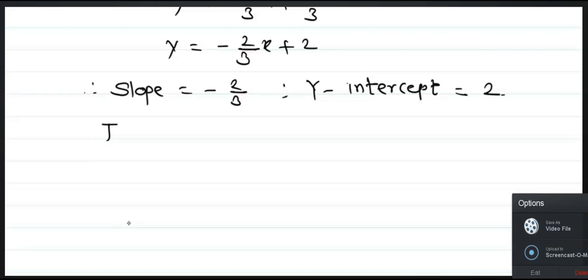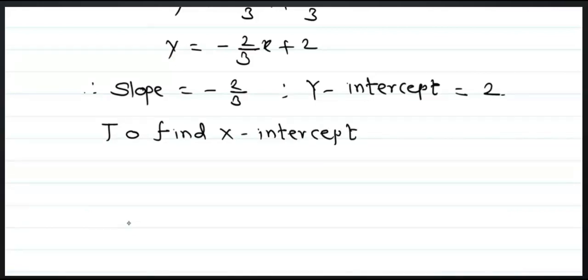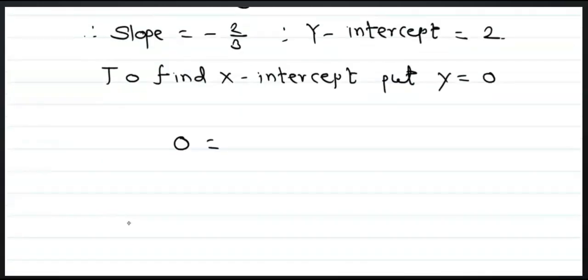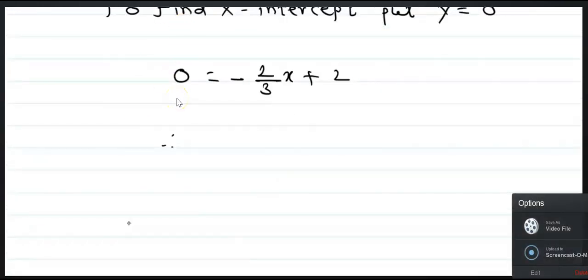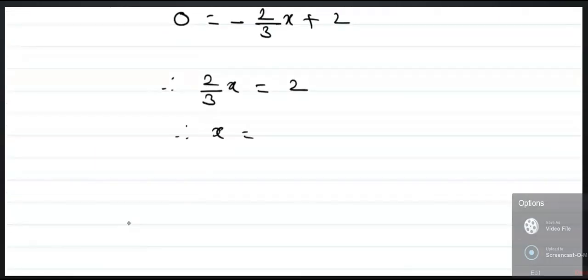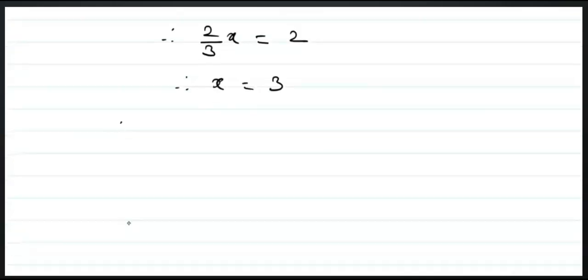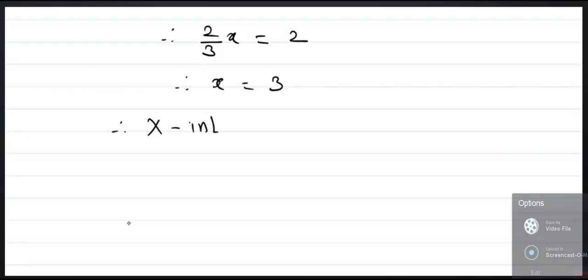To find the x-intercept, put y is equal to 0, and we will get the x-intercept. Therefore, we have substituted y is equal to 0 in minus 2 upon 3 x plus 2, and if we simplify, you will get the answer. That is x is equal to 6 upon 2, and that is equal to 3. Therefore, the x-intercept is equal to 3.